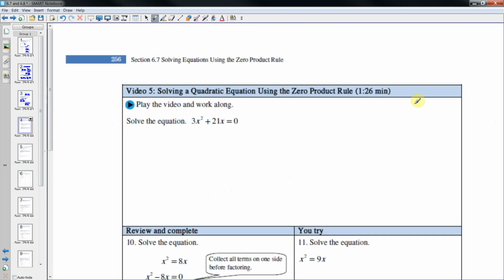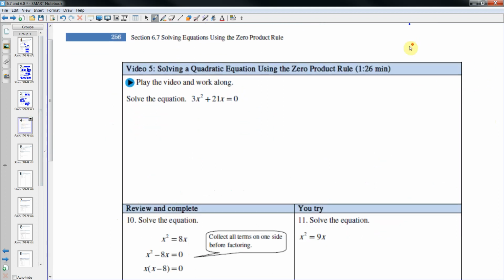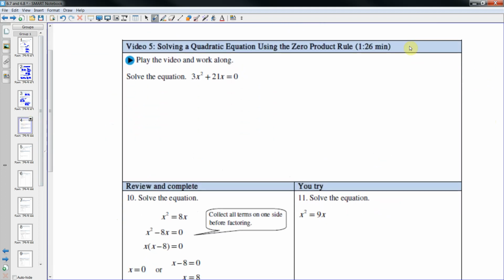Alright, moving right along. Here we have one. 3x squared plus 21x equals 0. Nice thing about this one is it's already set equal to 0. That's the first step. So the next step would be to factor. Now, do not assume that because I have two terms, it's going to be perfect squares. Remember, go back to the steps in factoring. Always look for a GCF first.